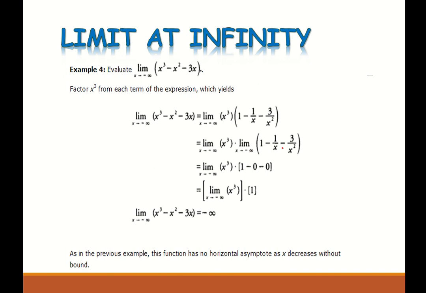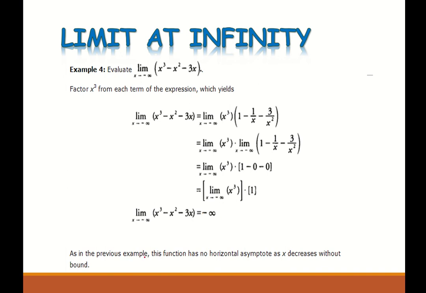Okay, so doing the same, plugging in the value of x, that is infinity. So 1 divided by infinity, that is 0. So 3 divided by infinity squared, that is also 0. So the quantity is 1 minus 0 minus 0, which is equal to 1. And the limit of x cubed as x approaches negative infinity is negative infinity cubed, so that is also negative infinity. So negative infinity multiplied by 1 is negative infinity.